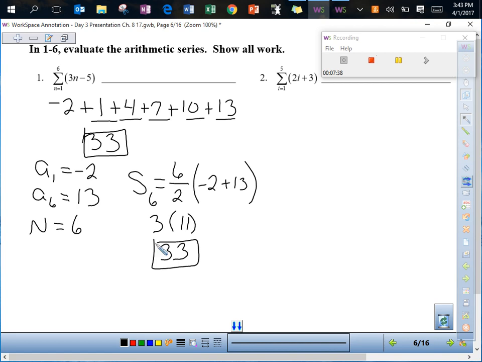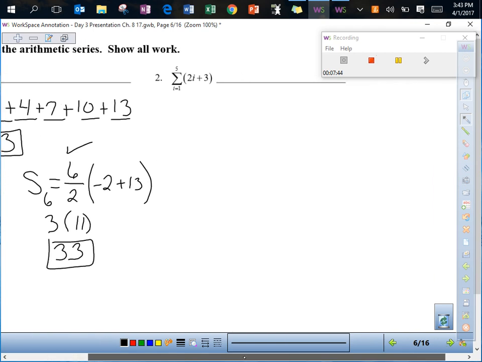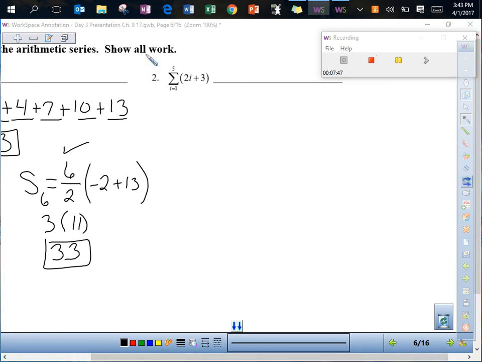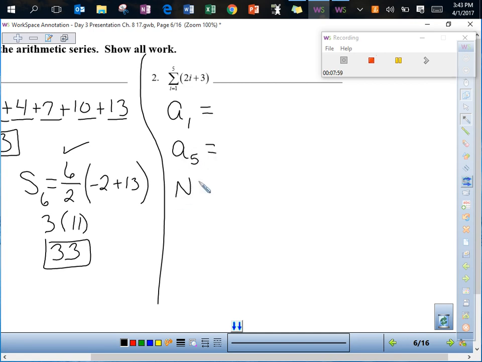Okay? For the rest of them, I'm going to show you Carl's formula, so that way it'll become a little quicker for us. Now I'm going to click right through it a little bit. Now, here goes my number 2. Guys, the things that I need are the value of the first term, the value of the 5th term, and the number of numbers that we're working with. I'm going to plug in 1 to get the value of the first term. 2 times 1 is 2, plus 3 is 5. 2 times 5 is 10, plus 3 is 13. And I'm adding up 5 numbers.